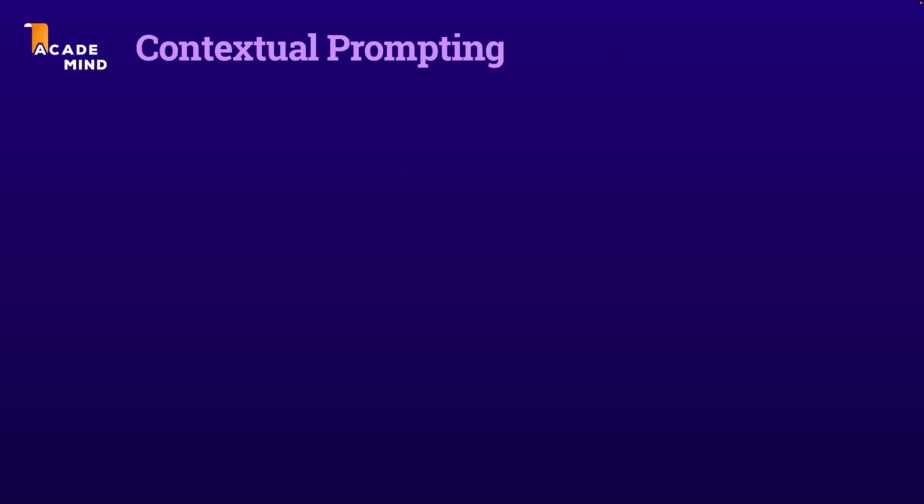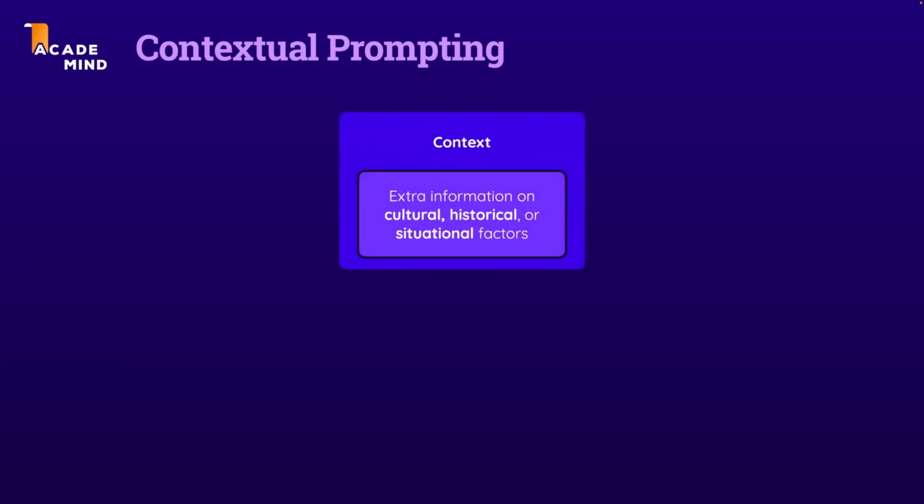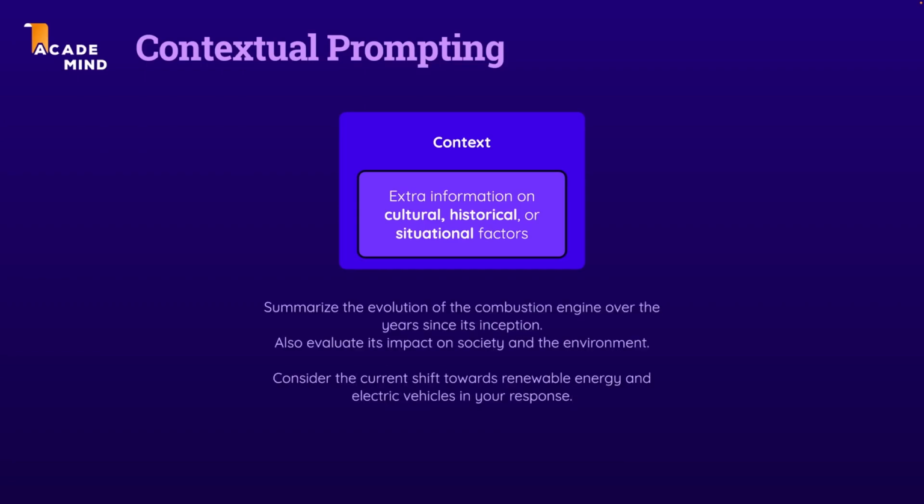Contextual prompting simply means that as you provide extra information to your prompt, so as you set the context of your prompt, you add specific extra information on the cultural, historical, or situational factors that should be taken into account by ChatGPT as it generates the response. For example, you could have a prompt like this.